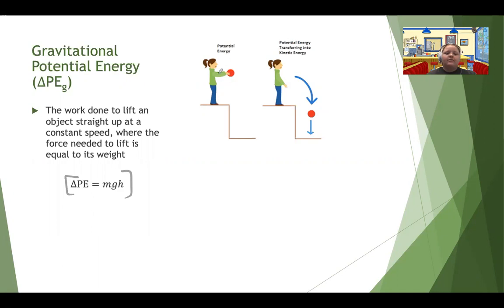So here we have somebody holding a ball, and she's holding it at some height. Let's call it h. Now, if she drops the ball, now it's at some different height. We'll call it h prime.